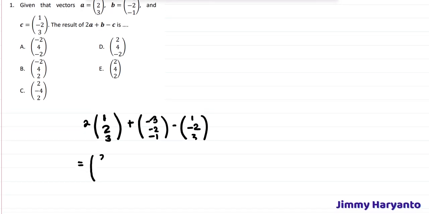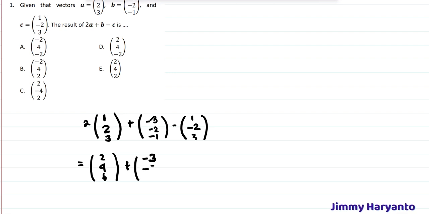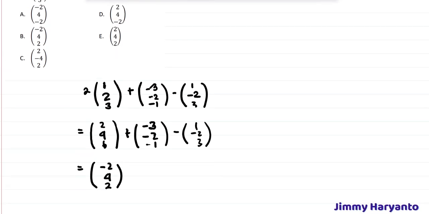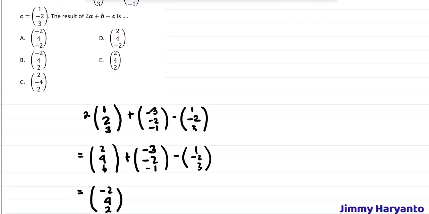So the first is 2, 4, and 6. The second is -3, -2, and -1, and the third is 1, -2, and 3. And then you only have to calculate. Add them together. -1, -1 is -2. Next is 4, -2 is 2. 2 plus 2 equals 4. And then 6 minus 1 equals 5. 5 minus 3 equals 2. So -2, 4, and 2, which is E.